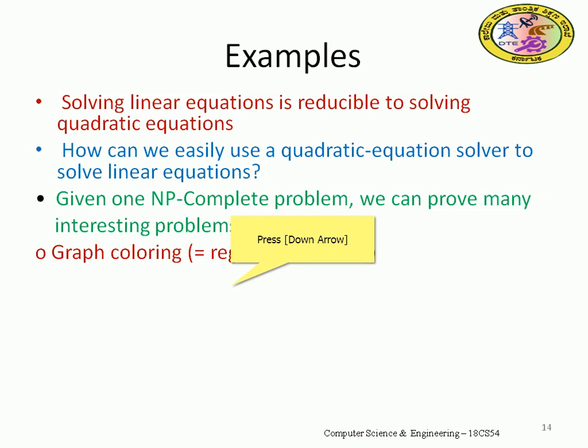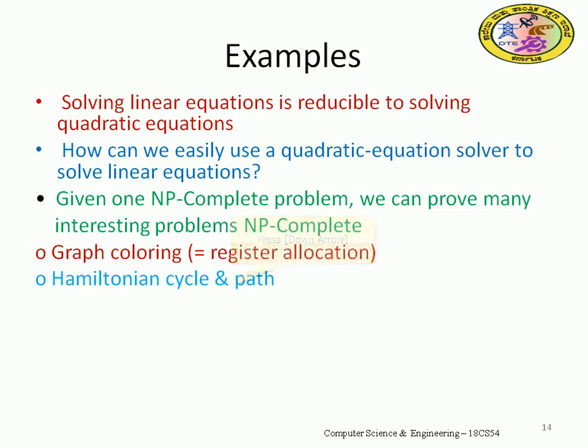So that is graph coloring, an algorithm equal to register allocation. Register allocation in a CPU allocates the registers for the demands of various other devices. Graph coloring is an NP complete problem. The Hamilton cycle and path problem is also NP complete.